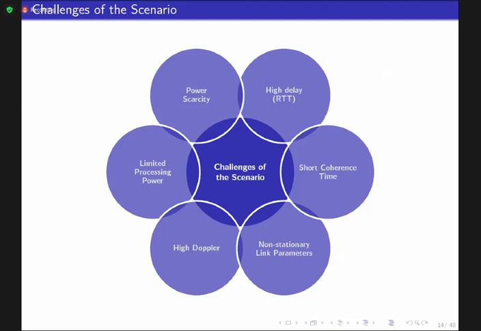Additionally, due to the very dynamic nature of the scenario, the link parameters tend to be non-stationary, right? When you have multiple satellite passes over a certain latitude of the Earth, usually the point in which you have visibility is different every time. You have a different maximum elevation angle every time. You have a different window length. So it's all very dynamic and it's not at all stationary, right?